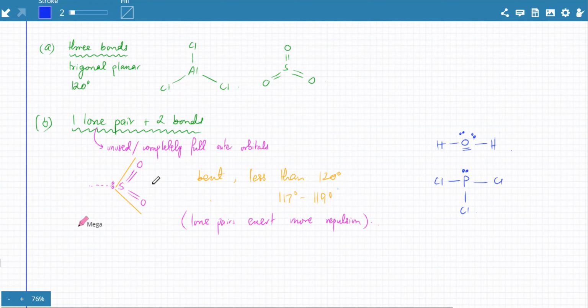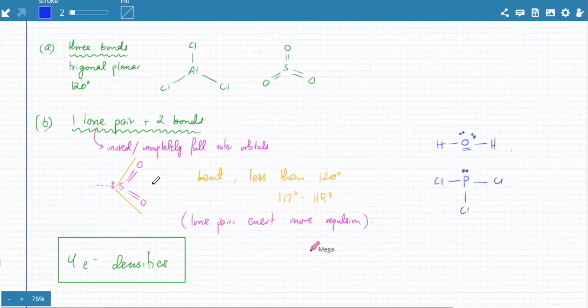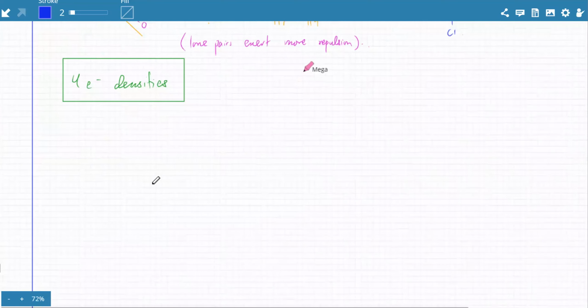The next one is if you have four electron entities. So what's going to be the shape when you have four electron entities? And there would be different versions of this. The first one is if you have four bonds.